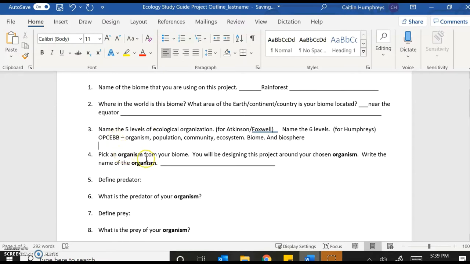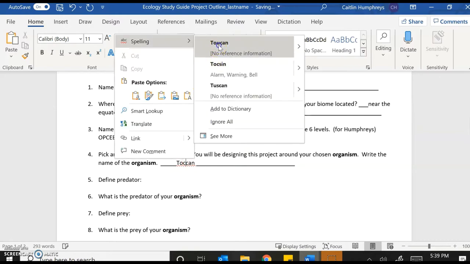Next, we have pick an organism. Now, this is from your biome. So I'm in the rainforest. I'm going to pick a toucan. Nope, Ms. Humphreys can't spell toucan. Toucan.